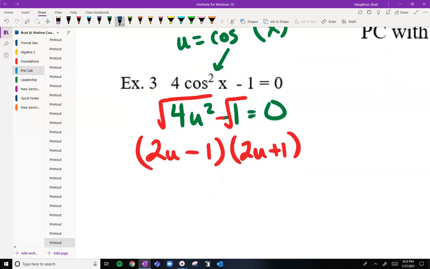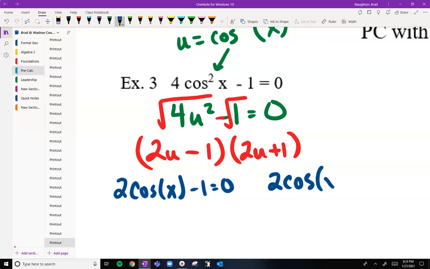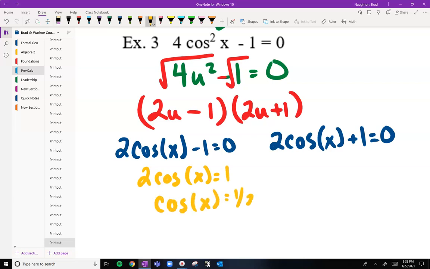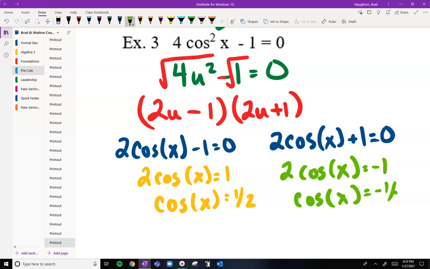So 2u minus 1, 2u plus 1, because it's a perfect square. Don't forget to back substitute. So 2 cosine x minus 1 is equal to 0, and then 2 cosine x plus 1 is equal to 0. And now we're off to the races. Solving this should be pretty easy. If you want to wait till the end to back substitute, that works too. But I'm going to get 2 cosine of x is equal to 1. So cosine of x is going to be 1/2 on my first one. And then over here, we're going to get 2 cosine of x is equal to -1, and then cosine of x is equal to -1/2.